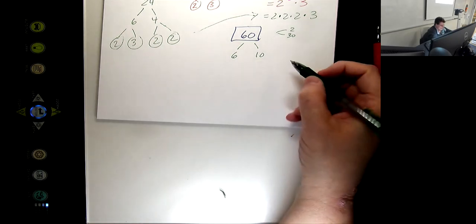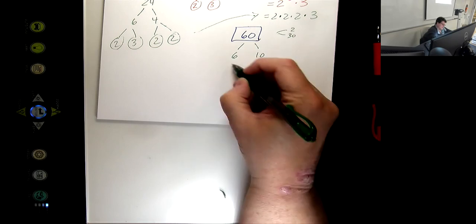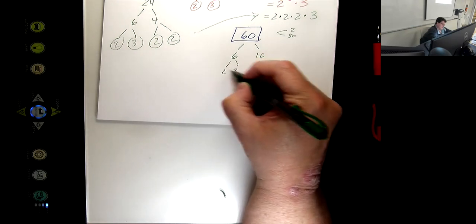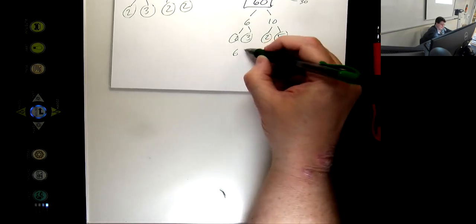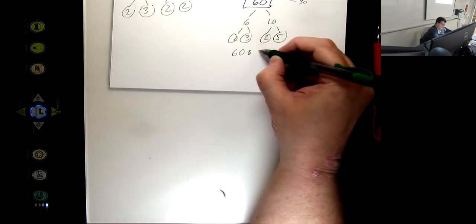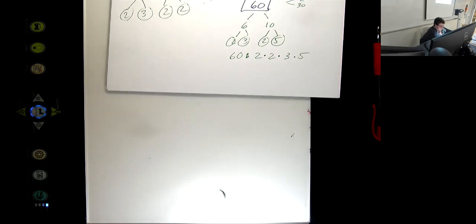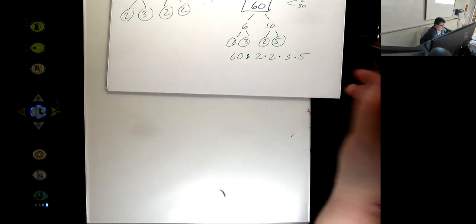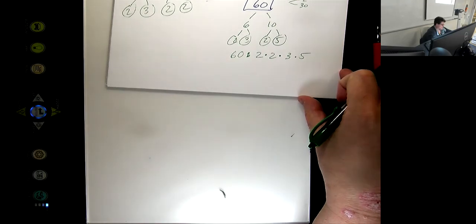6 and 10. Well, I know 10 is 2 times 5, and I know 6 is 2 times 3, and those are all prime numbers. So 60 is 2 times 2 times 3 times 5. And there's a reason why I'm writing it out like this, not using exponents. I'm going to show you guys in a second.